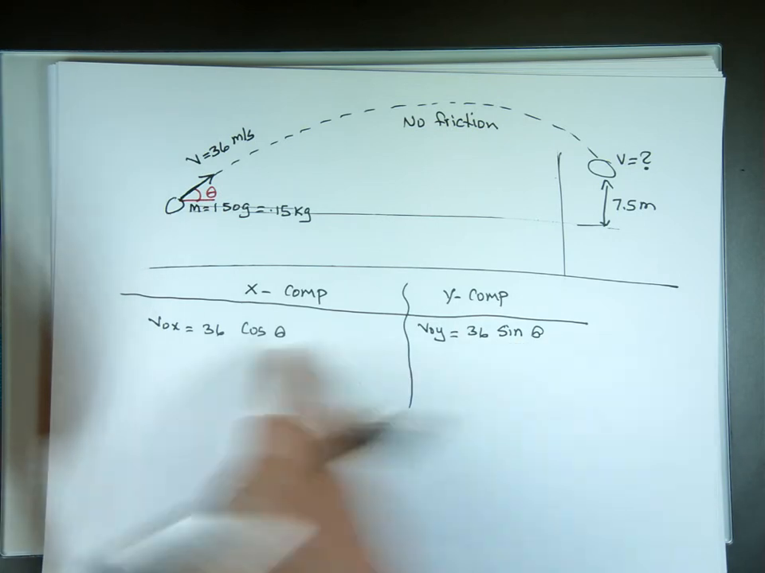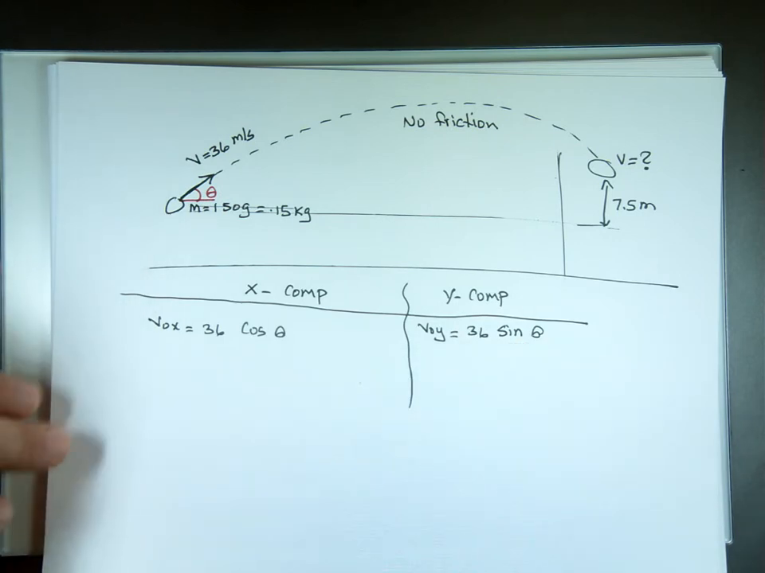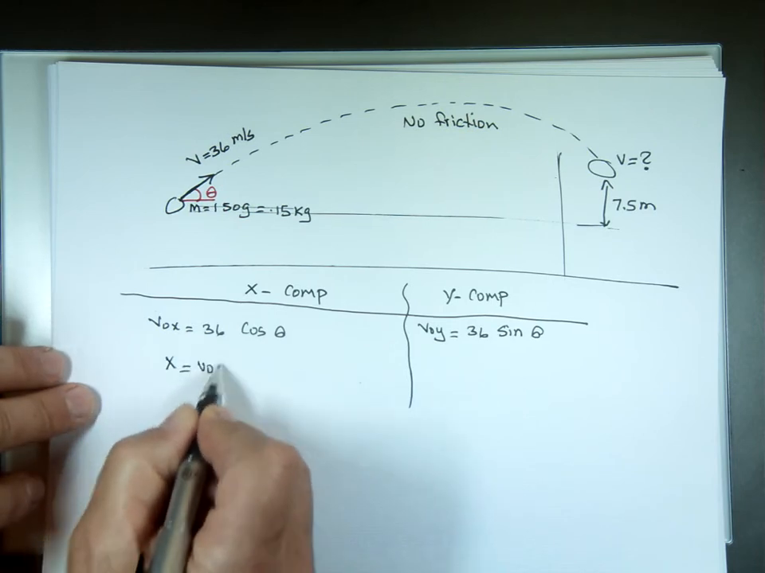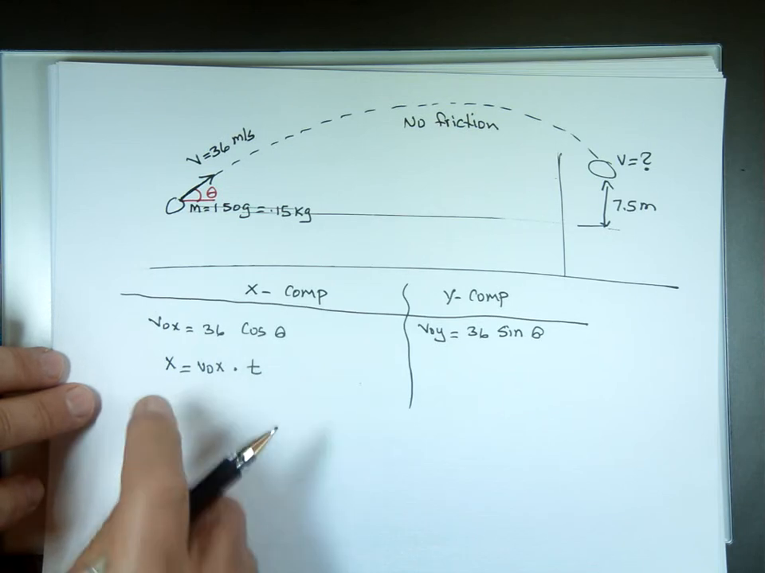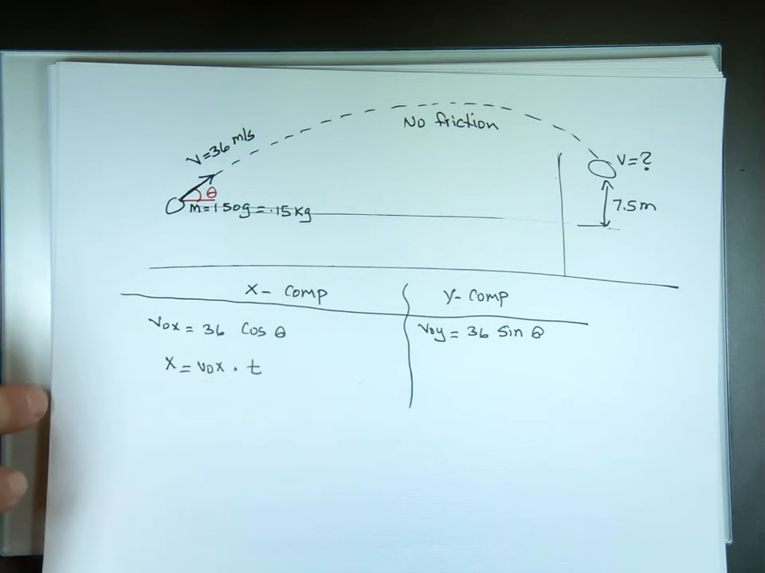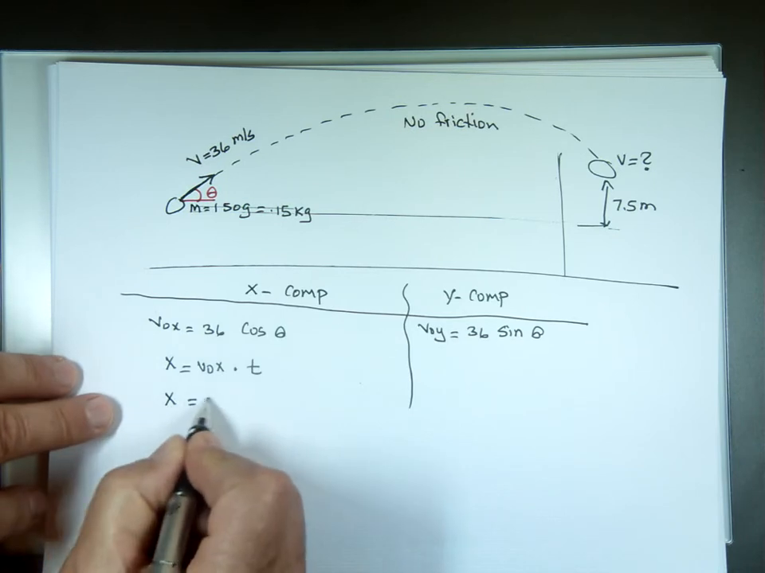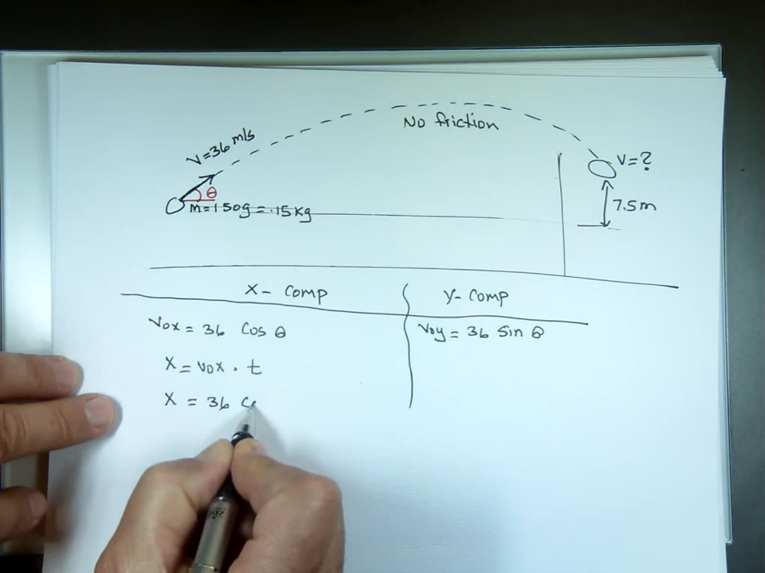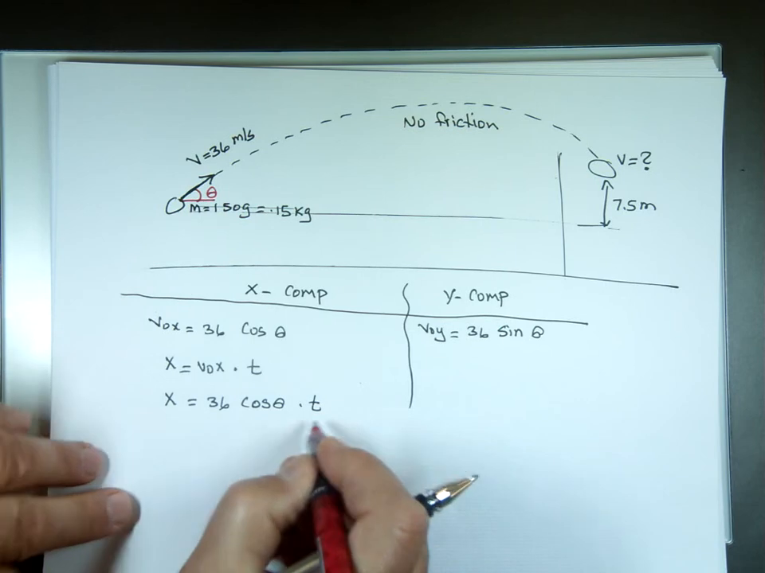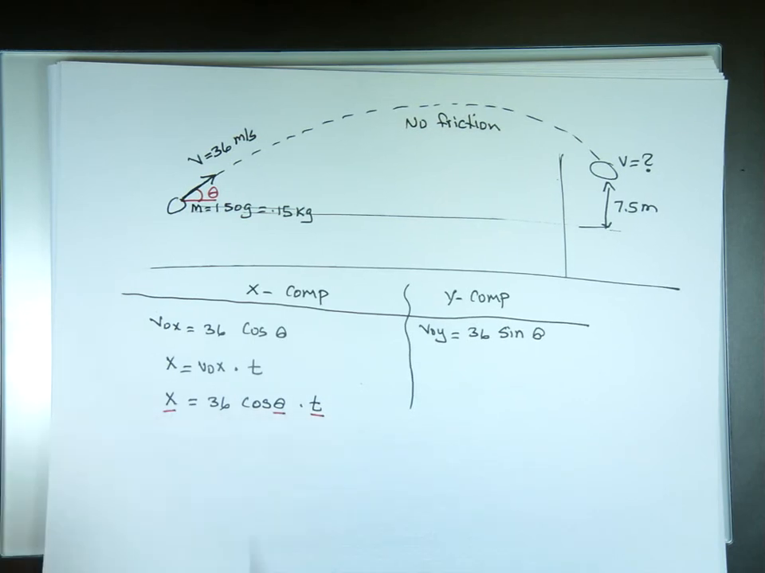That's one unknown. In the X direction, there's only one equation: X equals the initial velocity in the X direction times the time. I don't know X. I don't know the time. I don't know theta. Three unknowns right there. I'm doomed. So I have X equals 36 cosine theta times t. How many unknowns do you see there? 1, 2, 3. Three unknowns. I need three equations when I have three unknowns.